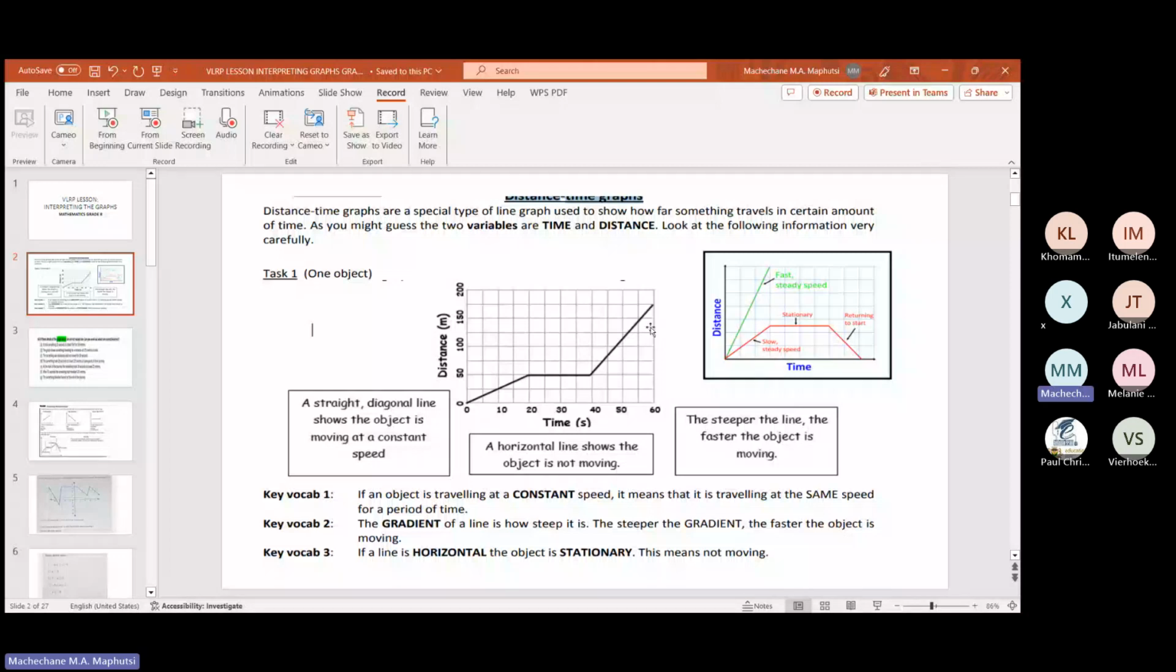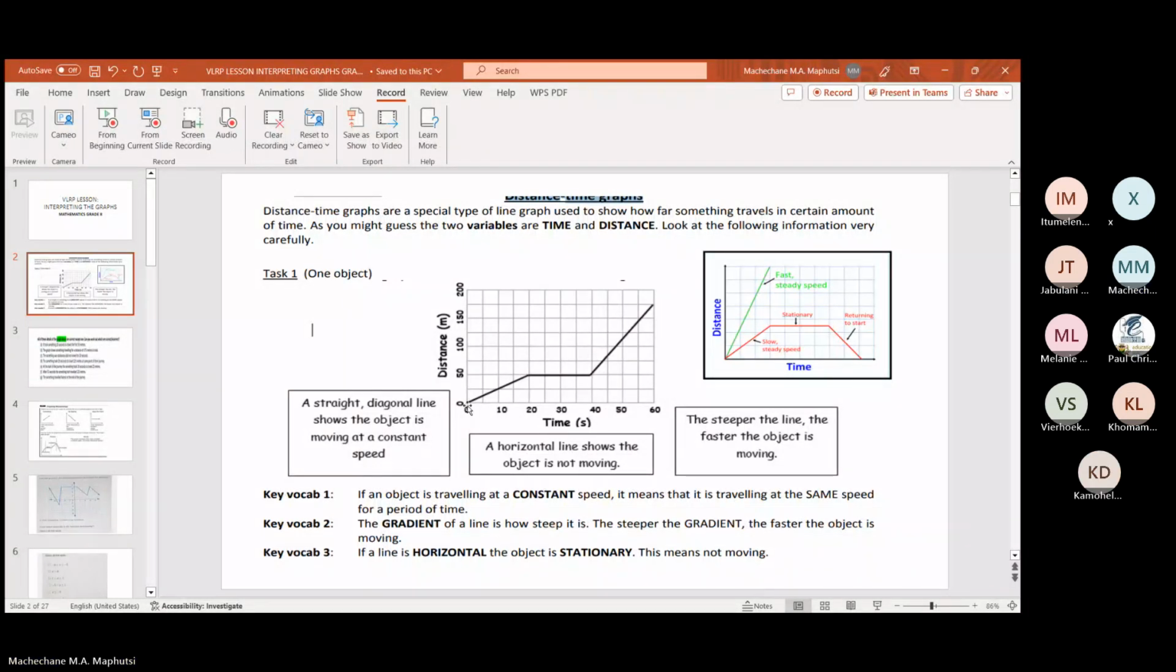Okay, this graph here, as you can see, is a straight line but changing in direction. So what does that mean? This line means, as we can see, from 0 to 20, if you check the time in seconds, from 0 to 20, you can see a diagonal line. And that diagonal line shows the object is moving at a constant speed from 0 to 20.